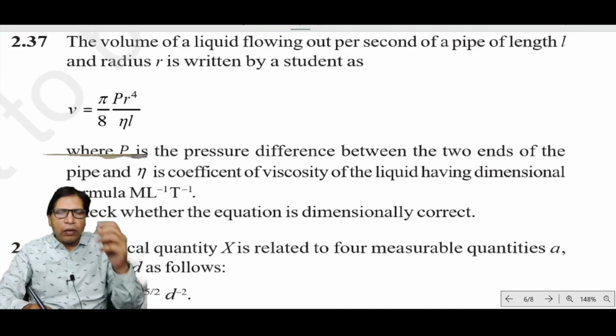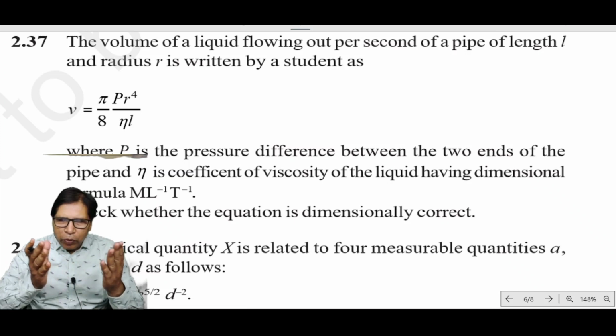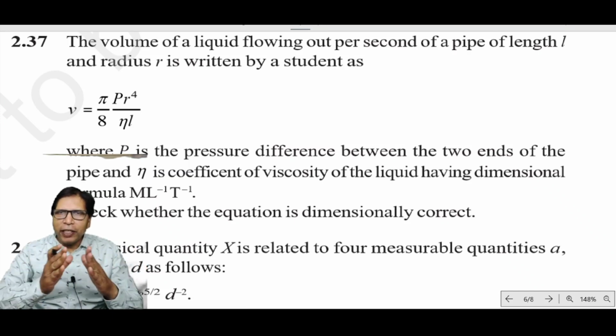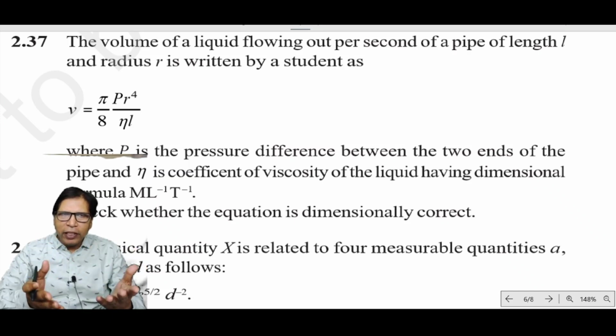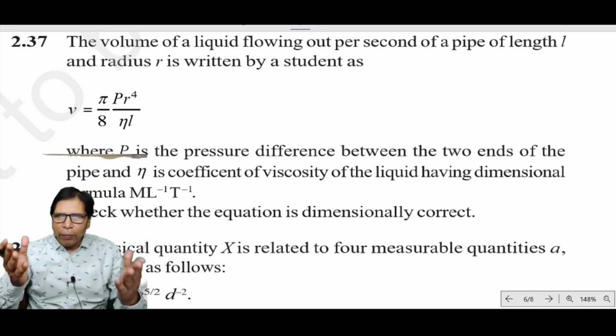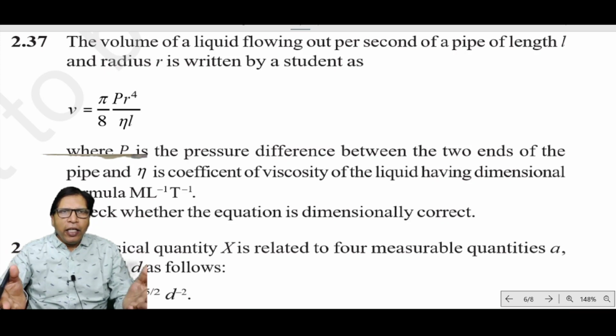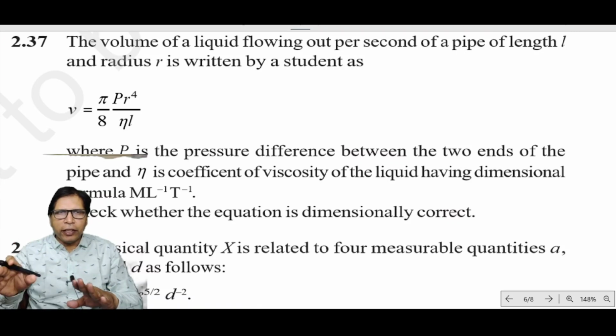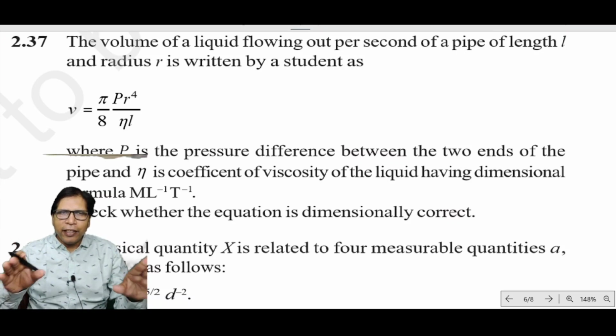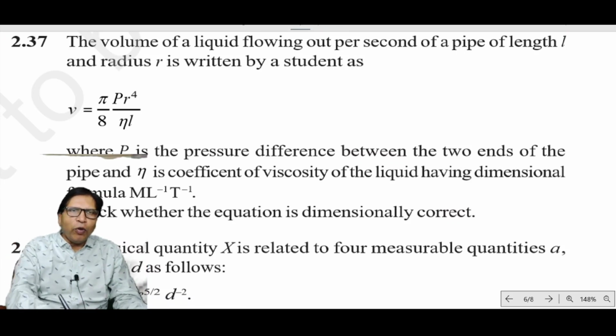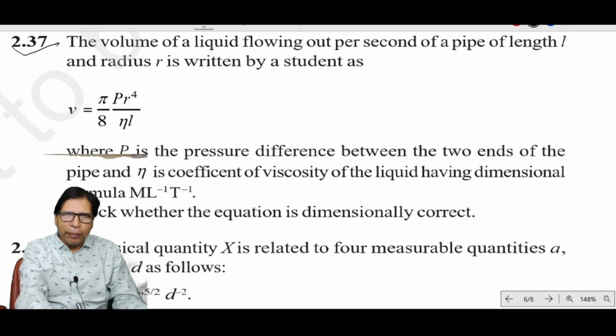Okay, now, first of all, we have to discuss the correctness of an equation. That is, dimension of LHS equal to dimension of RHS is the principle of dimensional homogeneity. If the dimension of LHS equal to dimension of RHS of a given equation, then the equation is correct. Now look at this question number 2.37 of exemplar.